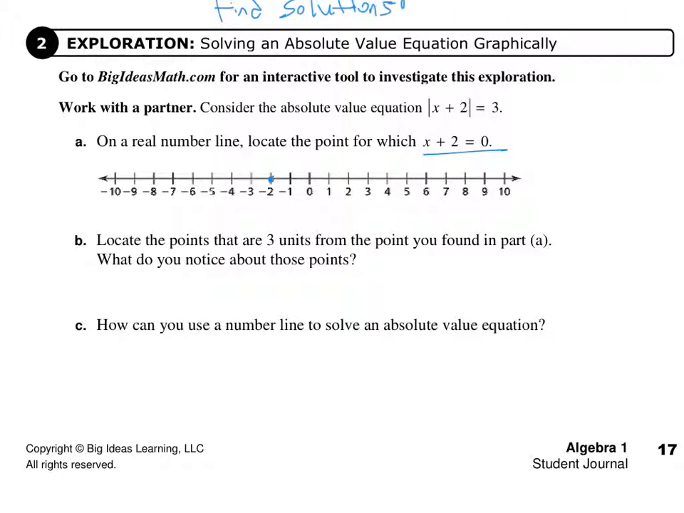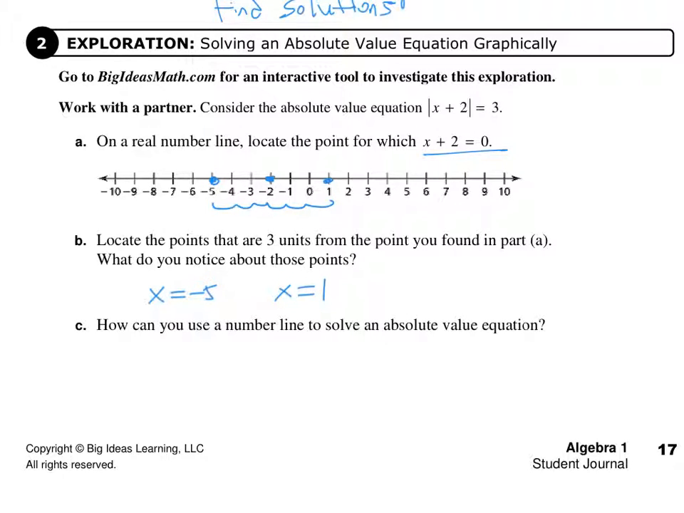Now let's locate the points that are 3 units away from this point. Well, there's one up here at 1, because that's 1, 2, 3 jumps away. And if we go 1, 2, 3 jumps over here, we have negative 5. What do you notice about these points, x equals negative 5 and x equals 1? Those are the answers that we found up above.